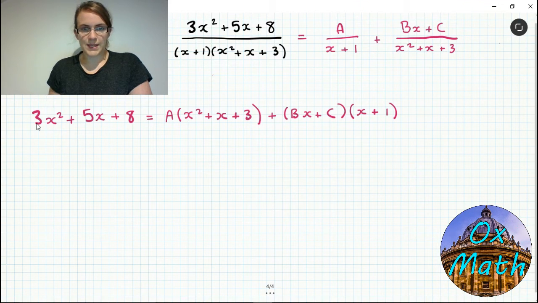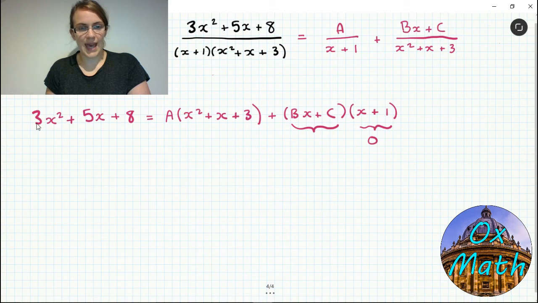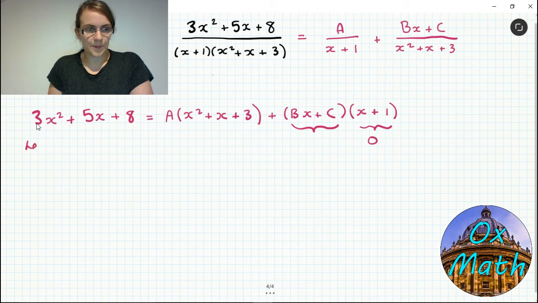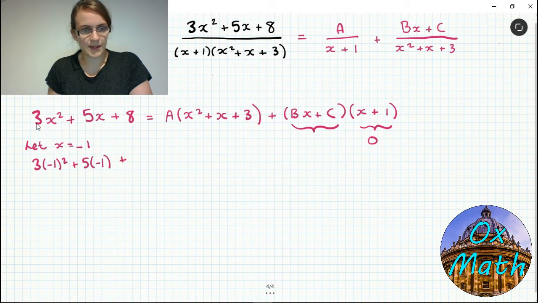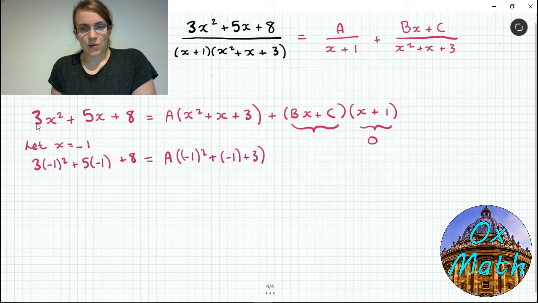So I can straight away see that if I let x equals minus 1, I'm going to make this bit here 0, which will eliminate my b and my c terms together and allow me to calculate a. So I'm going to first of all let x equal minus 1. So 3 times minus 1 squared plus 5 times minus 1 plus 8 equals a times minus 1 squared plus minus 1 plus 3. Now I could write out the rest of it, but I know that that's going to be 0, so it's going to be eliminated.